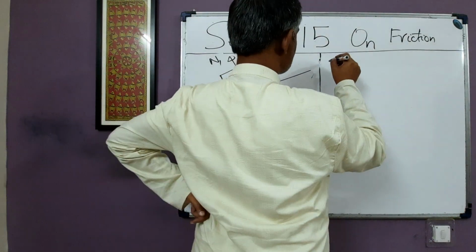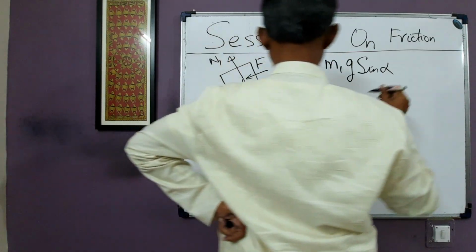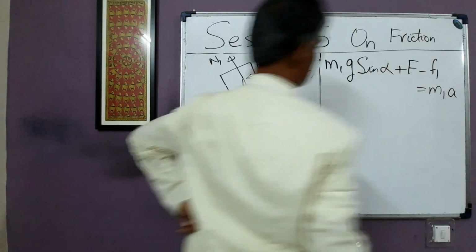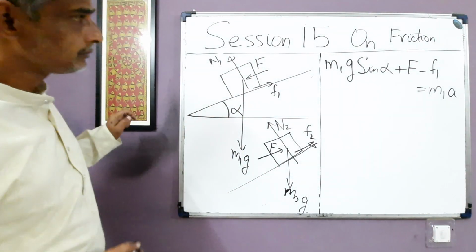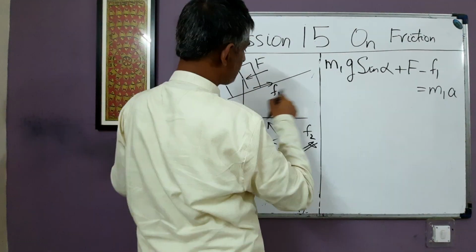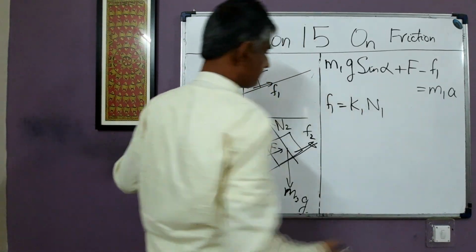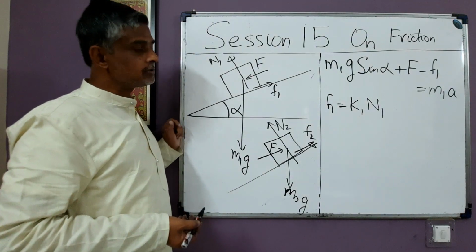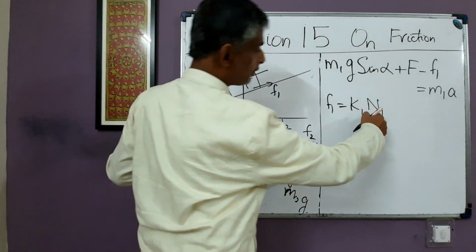Alright. So m1g sin alpha plus capital F minus f1 is equal to m1a, where a is the downward acceleration of the block down the inclined plane with respect to ground. Now this block is slipping over this rough inclined plane. So the friction force F1 on this block due to the inclined plane is K1 times N1, because of the rule of kinetic friction: when slipping takes place, kinetic friction is equal to mu times N, the friction coefficient times the normal reaction. Now to know F1 we must know N1.